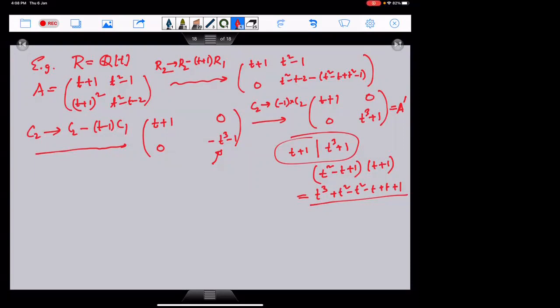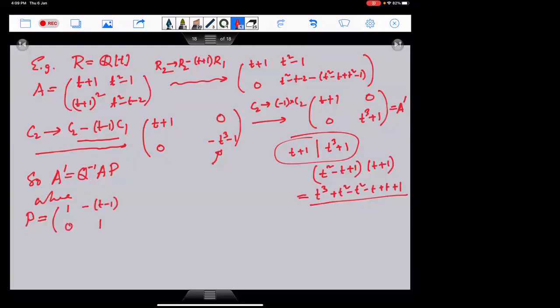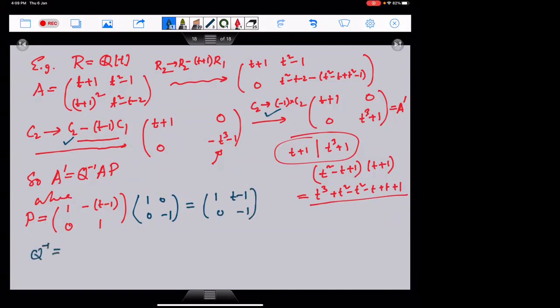So here, our responsibility is to find P and Q also. So A prime is Q inverse A P, where I need to say what is P. P is related to column operations. So I have applied here C2 replaced by C2 minus (t minus 1) C1, so I have to make some change in the second column. That is 1, minus t minus 1, 0, 1. Next I have applied another column operation, then I will multiply the second column by minus 1, that is 1, 0, 0, minus 1. So this gives me 1, t minus 1, 0, minus 1. So P is this.